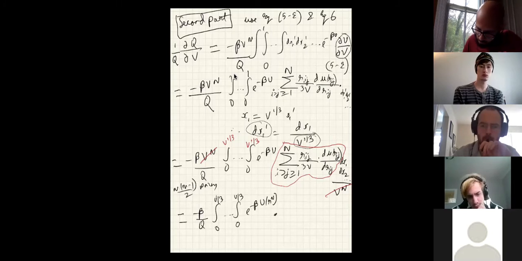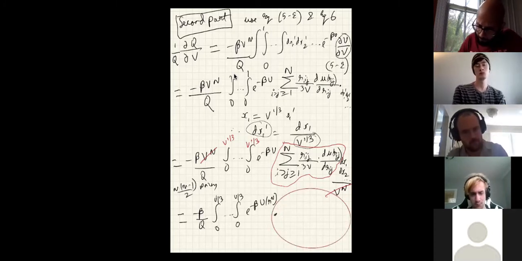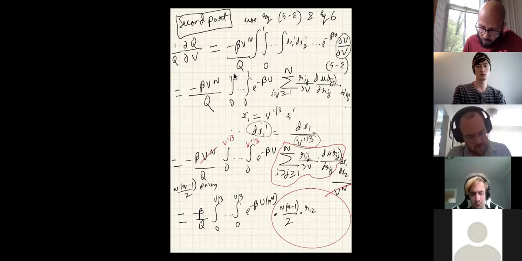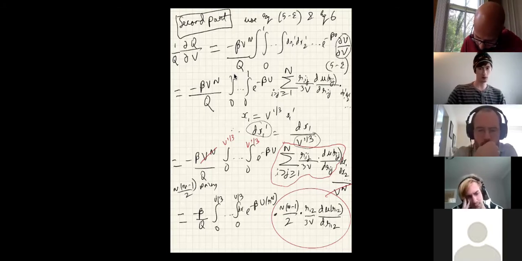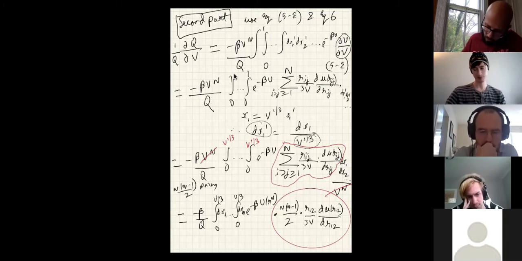But this term over here, let's draw a bigger one, will be N, N minus 1 by 2. Let's just call it r12, because we don't care which pair we are looking at, divided by 3V. D small u of r12, dr12, multiplied by dx1, dx2, up to dxN.